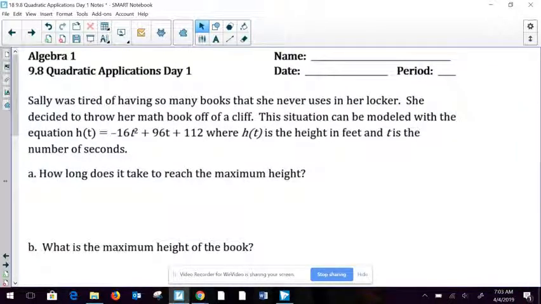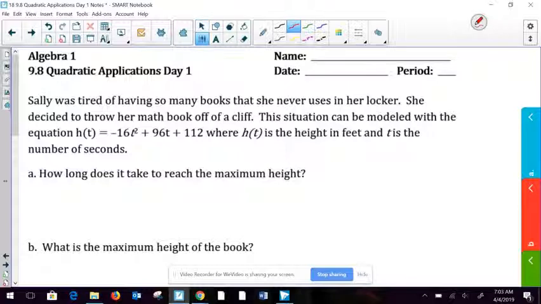Ellie was tired of having so many books that she never uses in her locker. Think of your math textbook. She decided to throw her math book off of a cliff. The situation can be modeled with the equation h of t is equal to negative 16t squared plus 96t plus 112, where h of t is equal to the height in feet and t is the number of seconds. So the first question we're asking is, how long does it take to reach the maximum height?